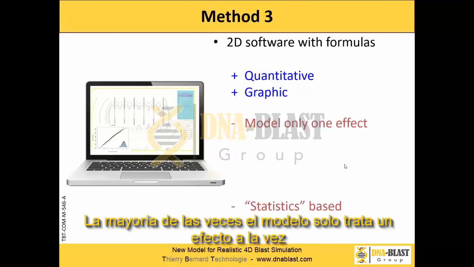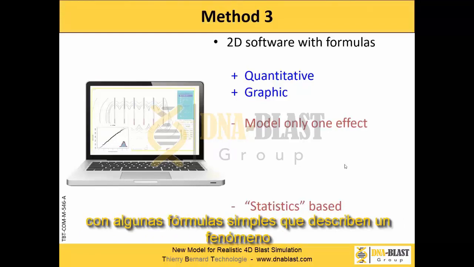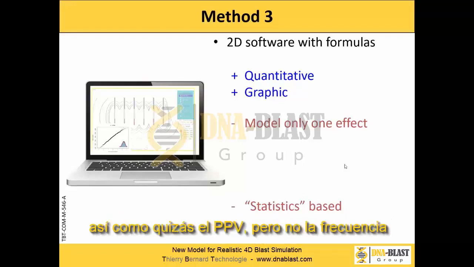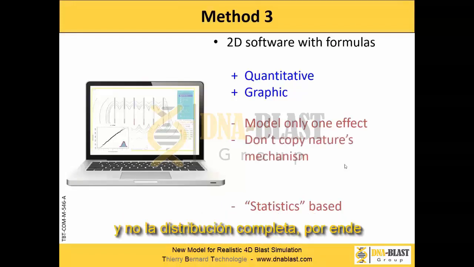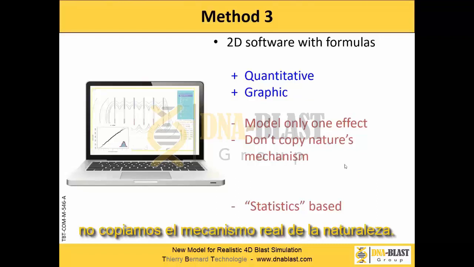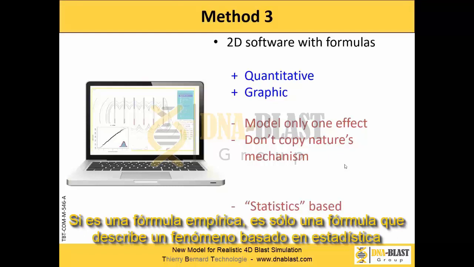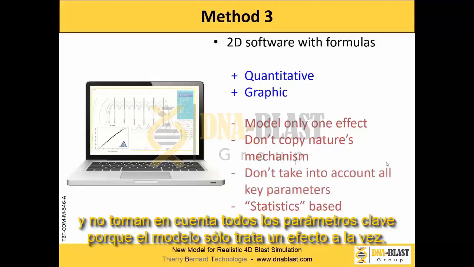Most of the time, they model only one effect at a time. It's some simple formulas that describe one phenomenon, such as maybe the PPV, but not the frequency, not the waveform itself, or the fragmentation mean size, but not the full distribution. And by nature, they don't copy nature's mechanisms. If it's an empirical formula, it's just a formula that describes a phenomenon based on statistics. And they don't take into account all key parameters because they model only one effect at a time.